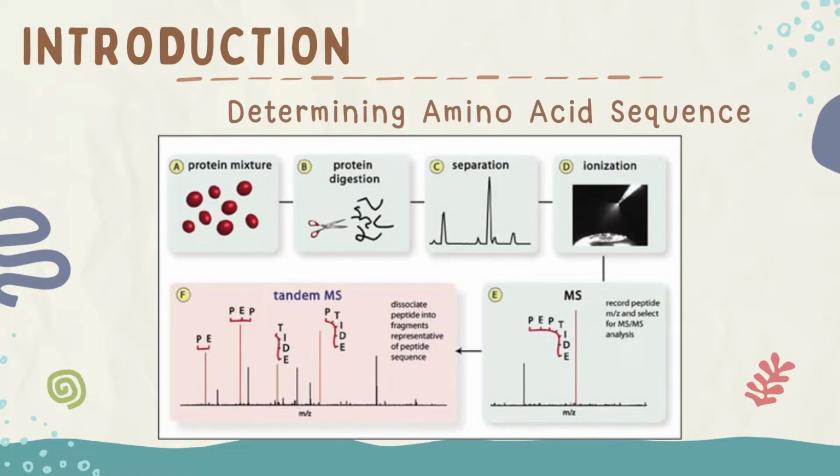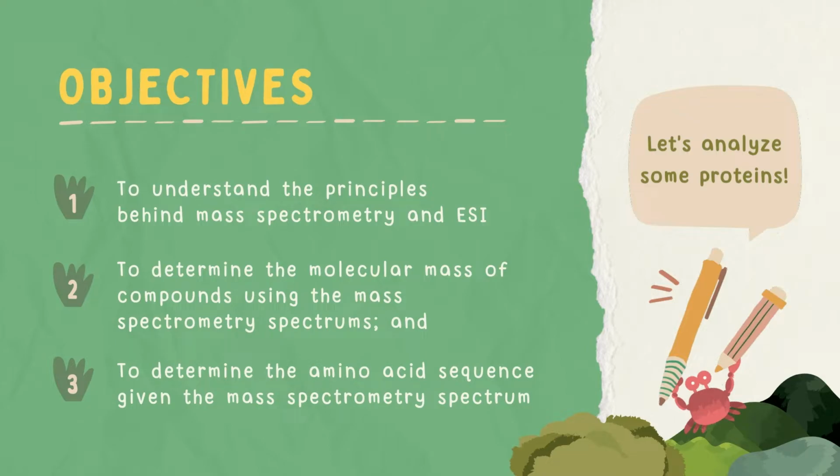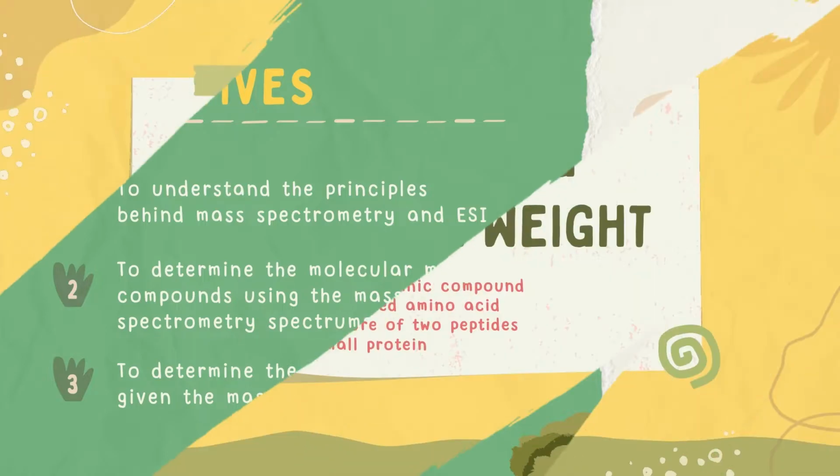Here, digestion enzymes are used to fragment the protein before being resolved using MS, from which the fragments are further fragmented into ions. These smaller fragments are then analyzed by MS to determine the amino acid sequence. To further understand this, the experiment today aims to: 1. Understand the principles behind mass spectrometry and ESI. 2. Determine the molecular mass of compounds using the mass spectrometry spectrums. And 3. Determine the amino acid sequence given the mass spectrometry spectrum.